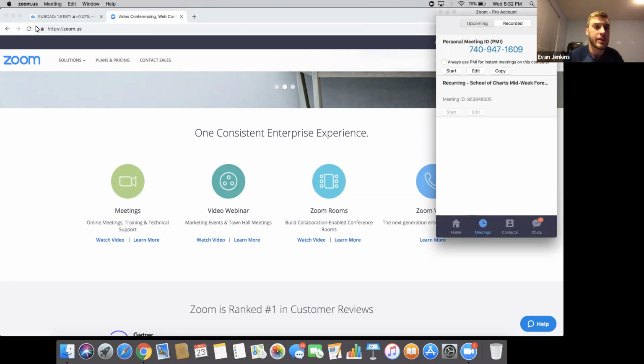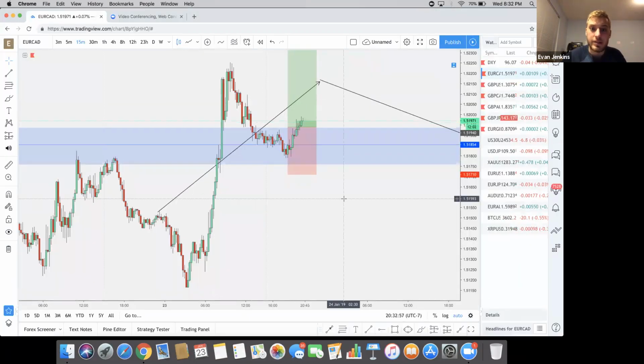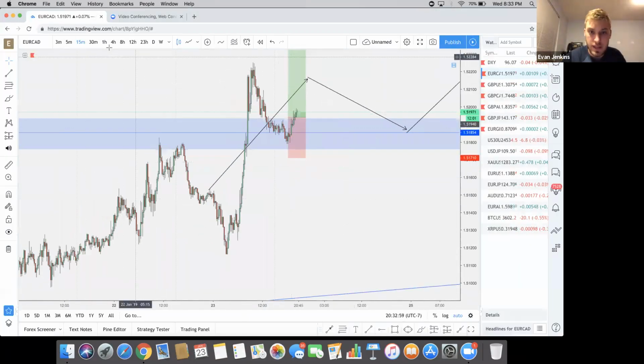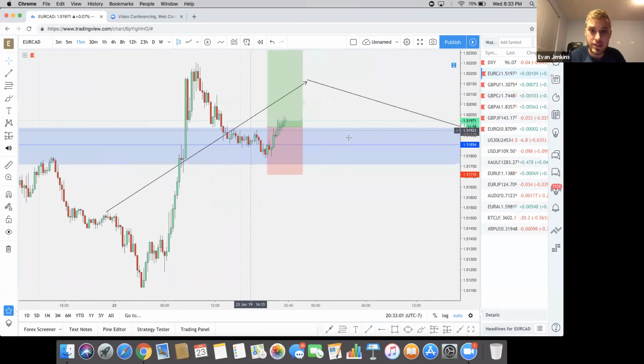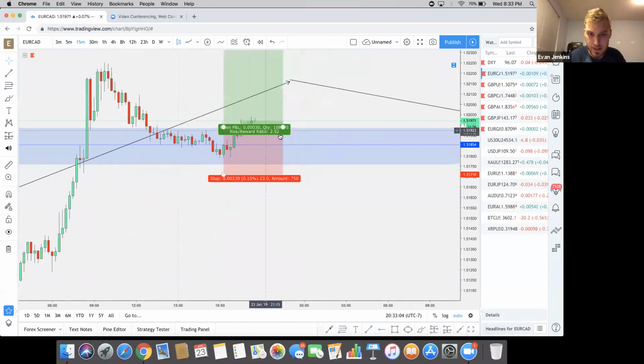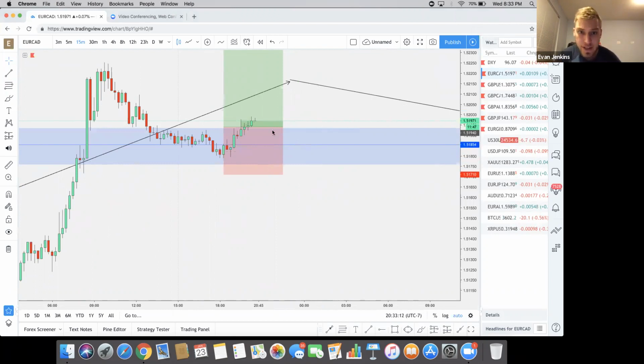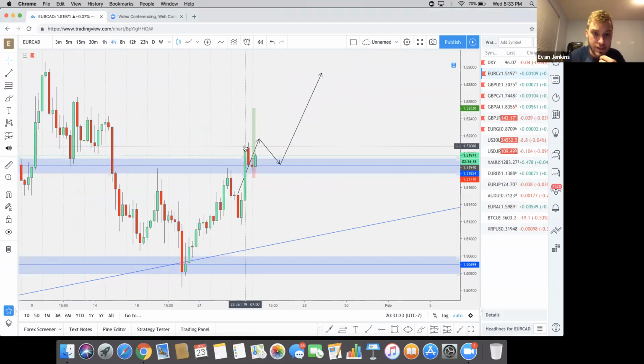Cool. Let's look at what we got here. So this is actually what I was looking at for EURCAD. This is actually the trade that I'm in right now. My entry was at, let me minimize this. Okay, cool. EURCAD I had actually entered at 1.5194, so we're up about 3 pips. I'll break down why I saw this.